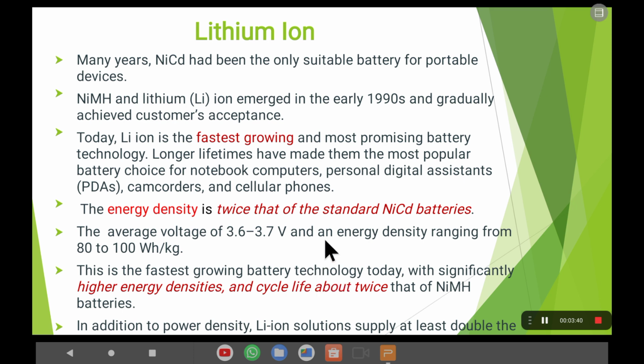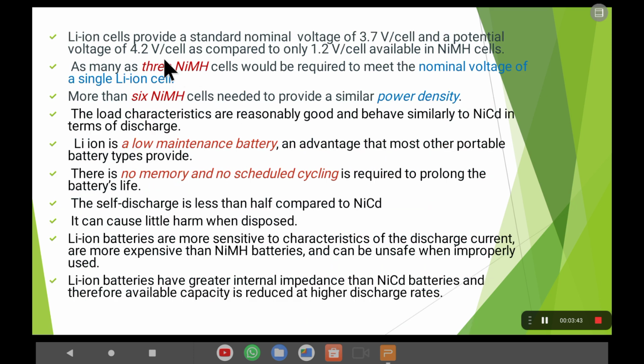Lithium cells also provide a standard nominal voltage of 3.7 volts to 4.7 volts, compared to 1.2 volts in the case of nickel metal. So the voltage range is also very good in lithium batteries. The nominal voltage is very good, but to provide the same voltage with nickel metal hydride batteries, it requires 3 cells.